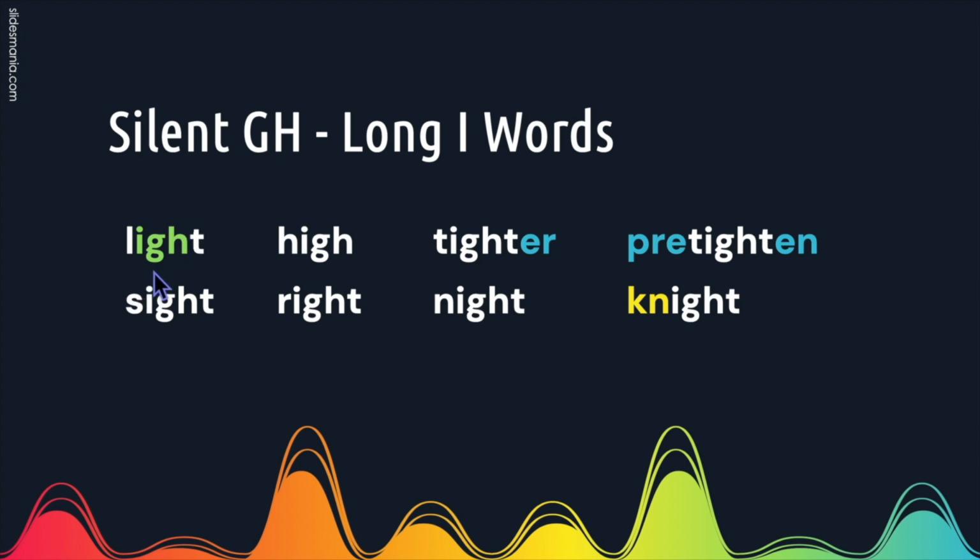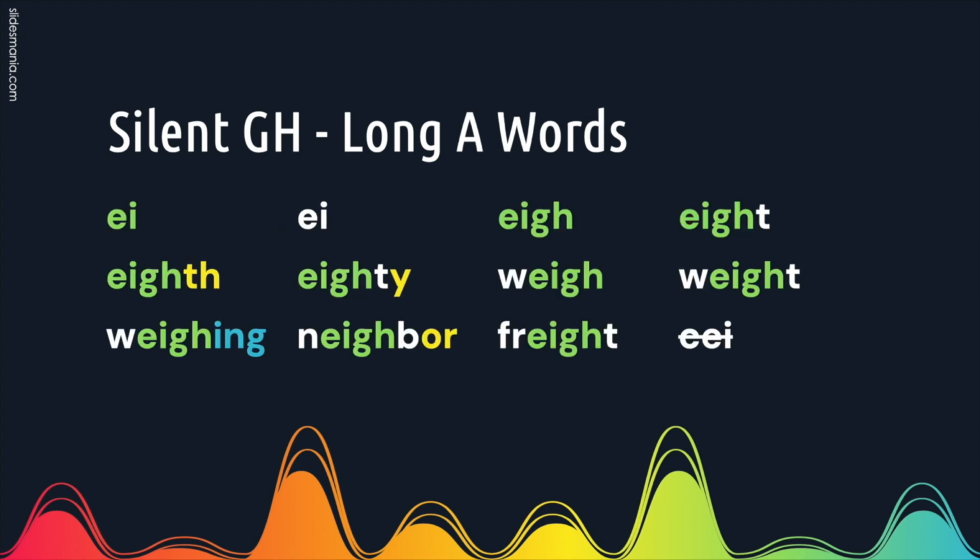One of the common letter combinations with a GH is IGH, which has the long I sound, so light, high. We can add suffixes and prefixes and it doesn't change anything. We will still have a long I sound. Tighter, pre-tighten, sight, right, night. KN has a silent K, so this word is also night. This night means the opposite of day. This knight is somebody who rode around on a horse to fight long ago.